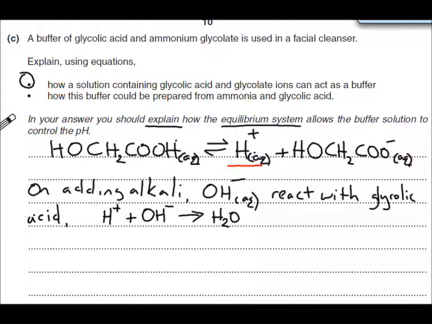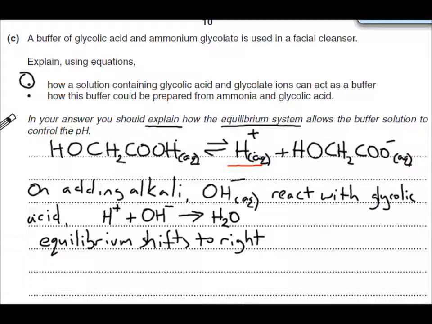So what will happen to the equilibrium system? We're removing H plus ions. So again, by Le Chatelier, the equilibrium will shift now to the right. Equilibrium shifts to the right to replace those H plus ions. And so we return to nearly the original concentration of H plus, and so we have a buffering action against adding an alkali. So that answers the first bullet point.